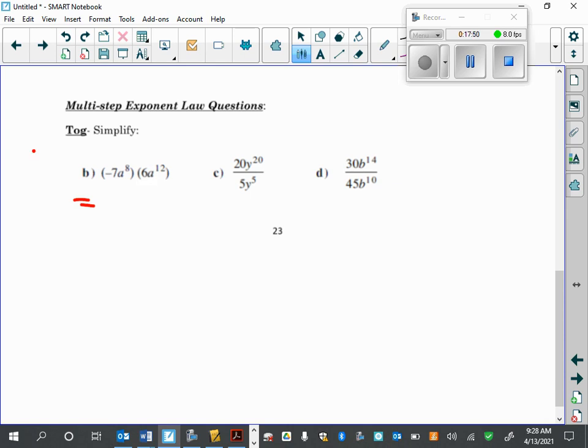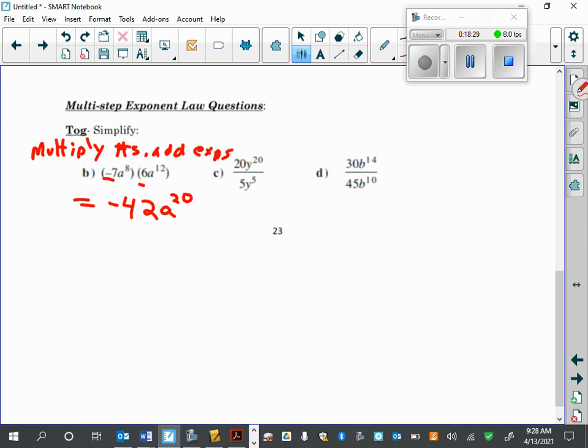Okay, so multiply numbers, add exponents. I don't even think I'm going to do it. I'm just going to coach you along. So multiply the numbers and add the exponents. You do it before I do it. Negative 7 times 6 is negative 42. Add the exponents, keep the base, add the exponents. We want that question on the test.